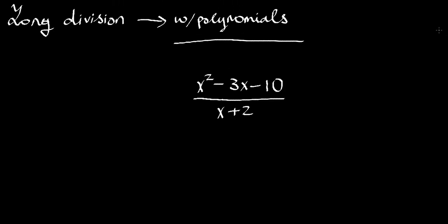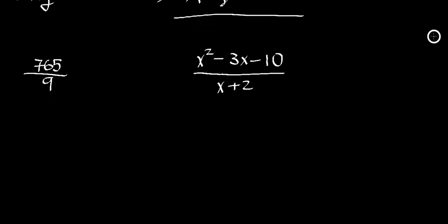Okay, well, let me ask you another question. How would you divide 765 by 9? Well, you could use your calculator, but if you wanted to set it up using long division, you would just put the divisor here and 765 here, and you would slowly unfold the answer.